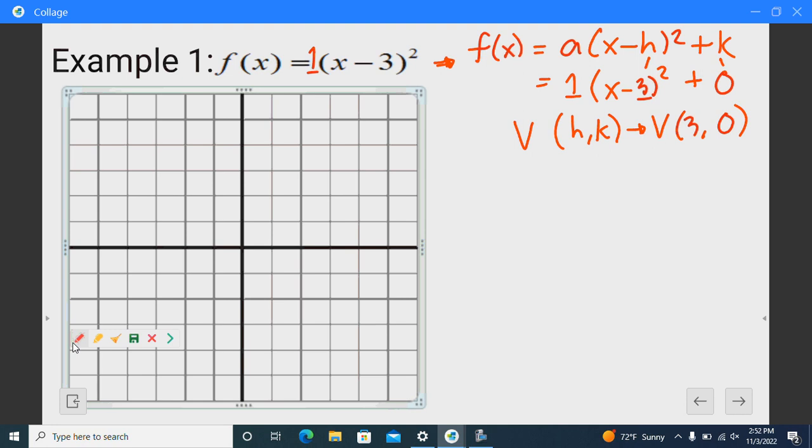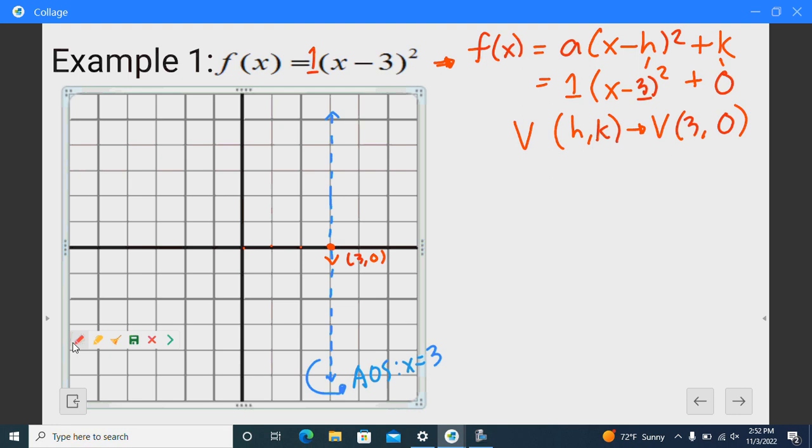After that, let's plot the vertex. That's 3: 1, 2, 3, 0. That is our vertex, (3, 0). And the axis of symmetry is just right there. This one is our axis of symmetry. The axis of symmetry is x equals 3. Now let's have a table of values to find other points.